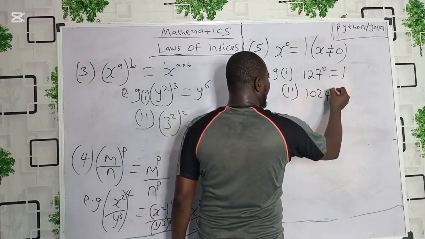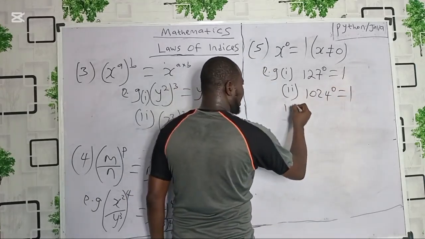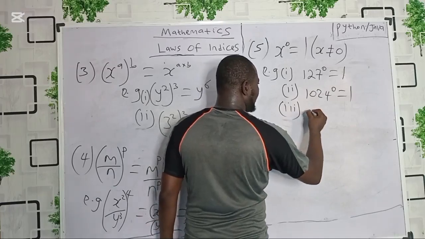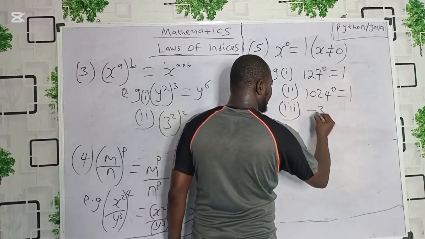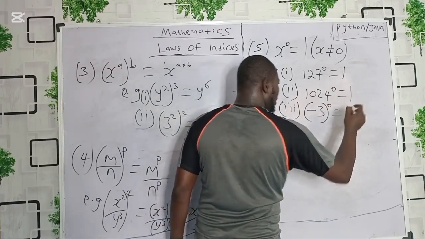Another one here is, imagine if I have something like 1024 raised to power of 0. The result will still be 1. Funny enough, even if I have something like minus 3, everything like this, raised to power of 0, that will be what? That will still be 1.